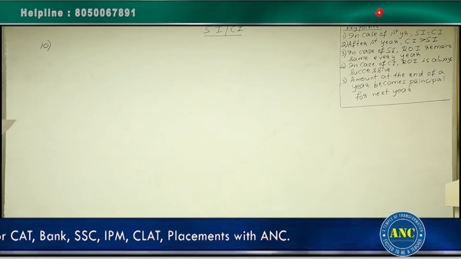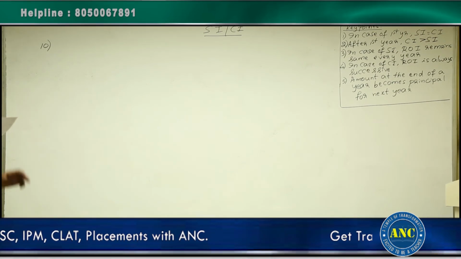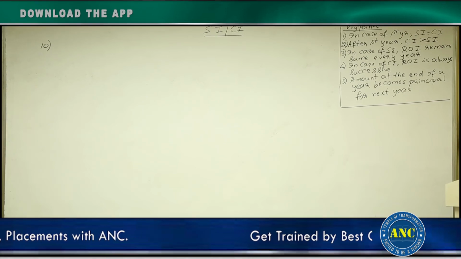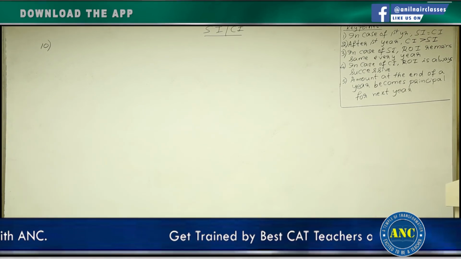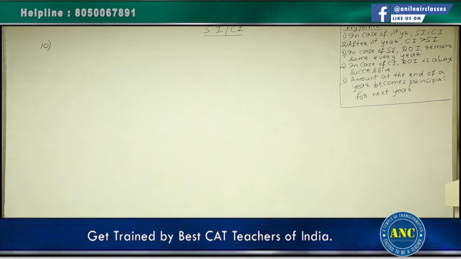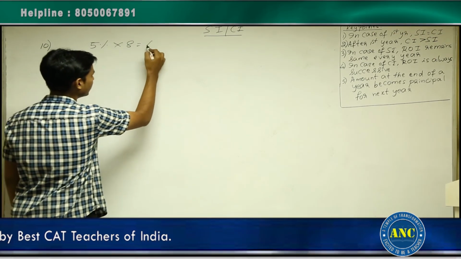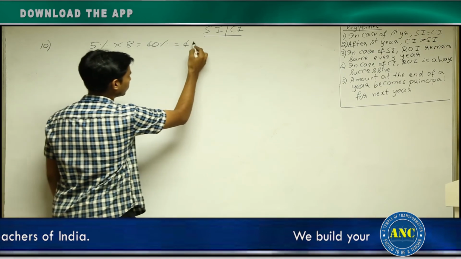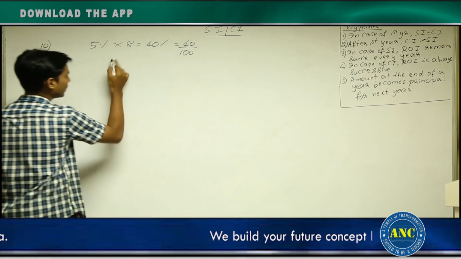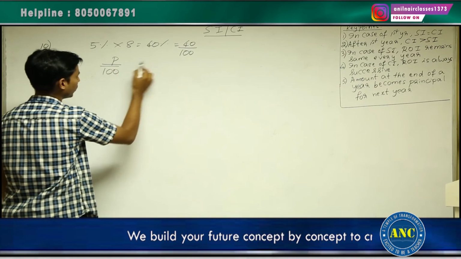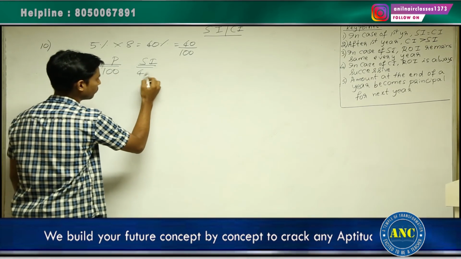The simple interest on a certain sum of money at the rate of 5% per annum for 8 years is 840. 5% for 1 year. For 8 years, the effective rate of interest is 5% into 8, it becomes 40%. This is 40 by 100. If I have taken 100 rupees from you, I will give you 40 rupees extra. The interest is 40 rupees.